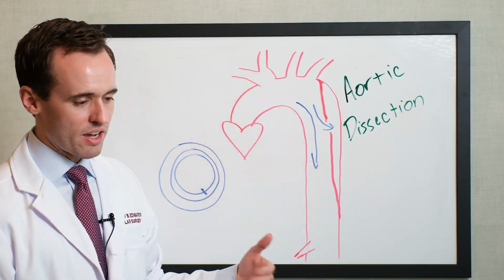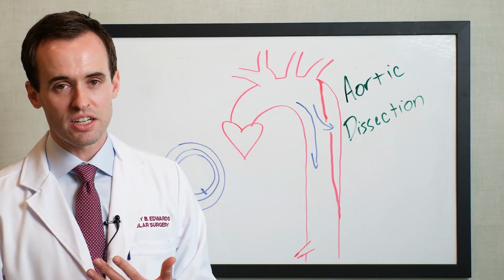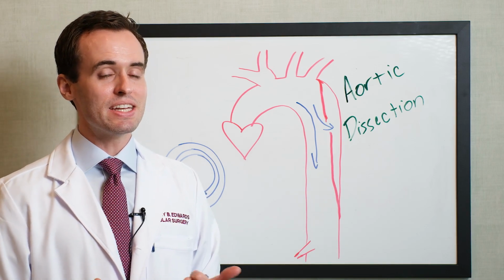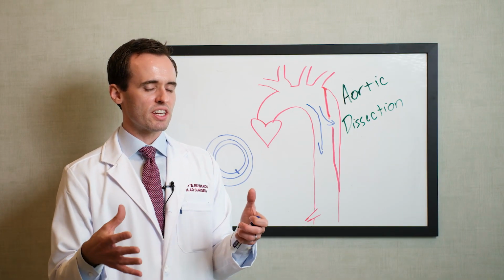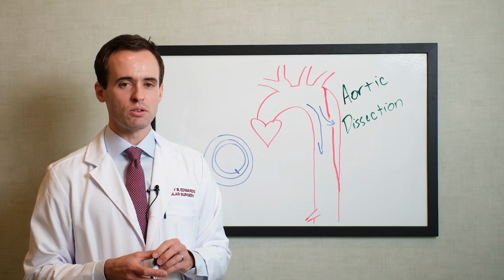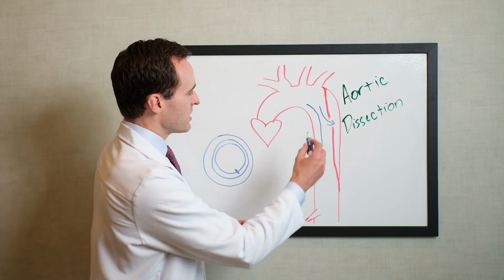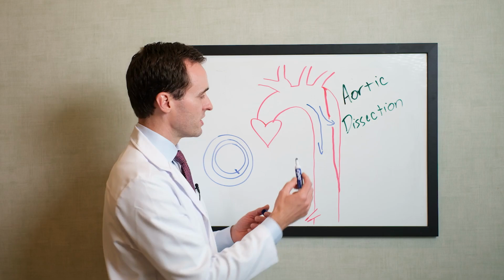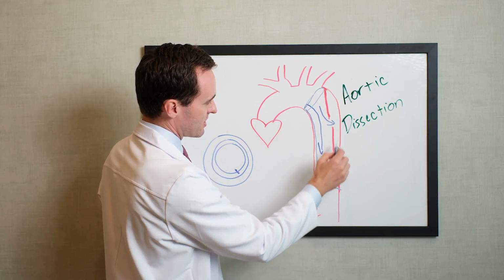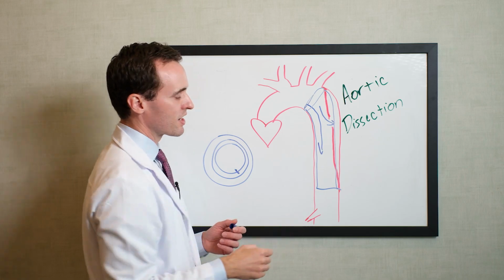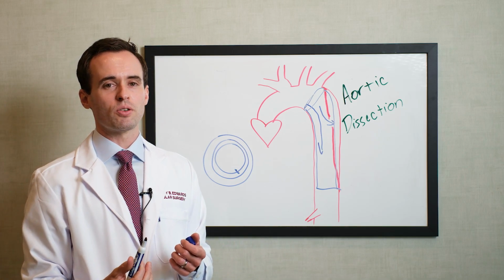So let's say we have a descending aortic dissection, what we call a type B dissection. We get follow-up imaging and the aorta's gotten a little bit bigger, or the dissection looks like it's spread. So what do we do? Well, the way we treat this, almost always, okay, is with a stent. And that stent basically covers up the damaged part of the aorta.